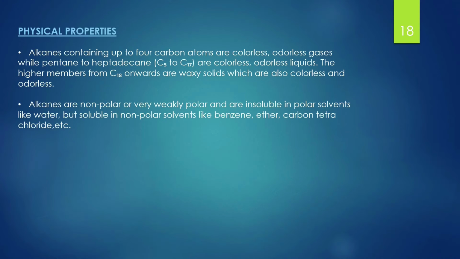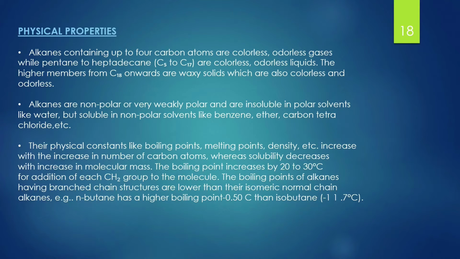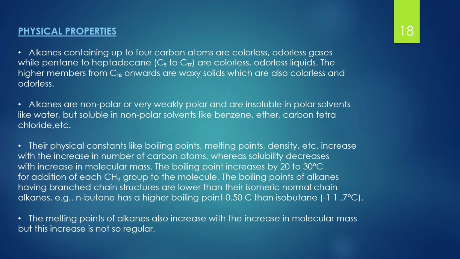Alkanes are non-polar or weakly polar and are insoluble in polar solvents like water, but soluble in non-polar solvents like benzene, ether, etc. The physical constants like melting points, boiling points, density, etc. increase with increase in number of carbon atoms, whereas solubility decreases with increase in molecular mass. The boiling point increases by 20 to 30 degrees Celsius for addition of each CH2 group to the molecule. Melting points of alkanes also increase with increase in molecular mass.